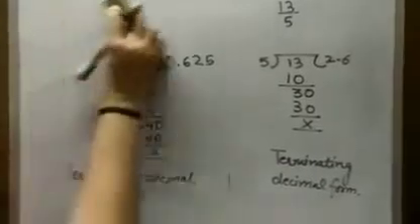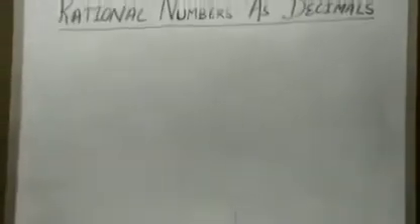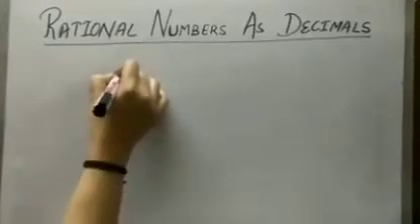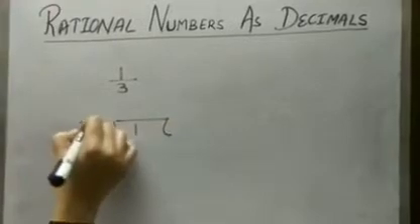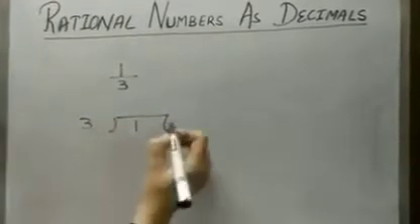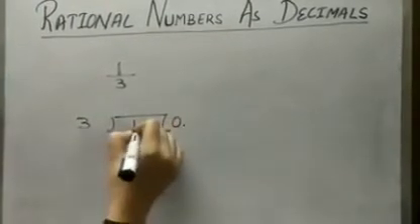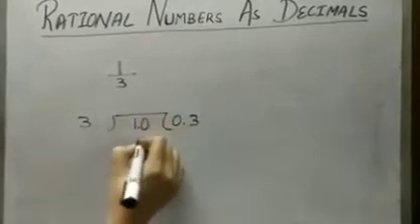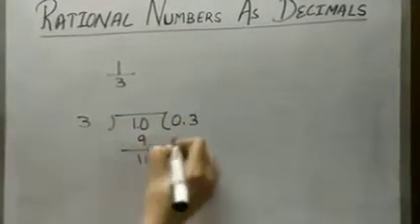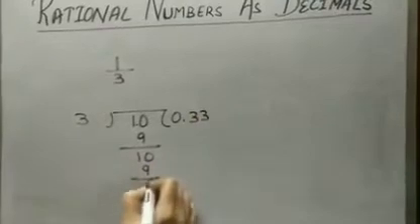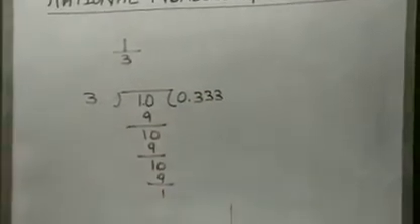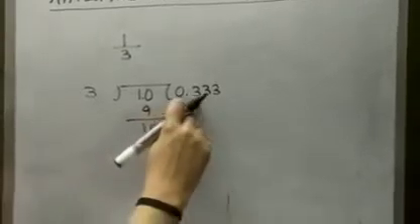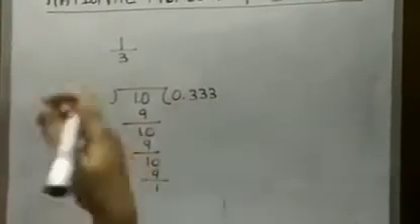Now move to the non-terminating decimal form. Again I am taking example 1 by 3. Now 1 is not divisible. Start with decimal. 3 3s are 9. 3 3s are 9. Now what we observed? We observe the digit in the decimal part of this number starts repeating.